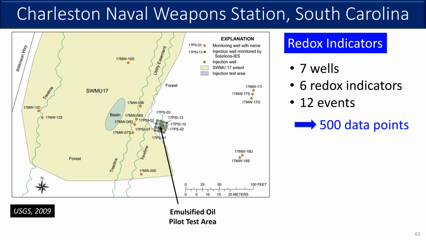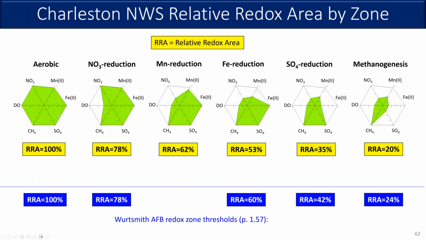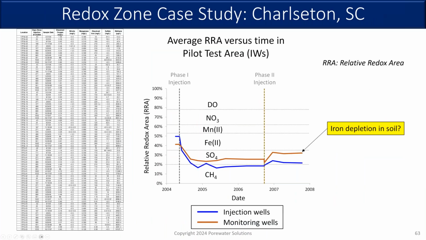This is Charleston Naval Weapons Station. There was a USGS report, excellent work on bioremediation, looking at redox conditions and how they change with time. I actually came up with a method to semi-quantify redox zones by looking at the limits on what the relative redox areas are for the different aerobic, nitrate reduction, manganese reduction, et cetera, and through that semi-quantification, I took this table of data and made this chart with these two data series.